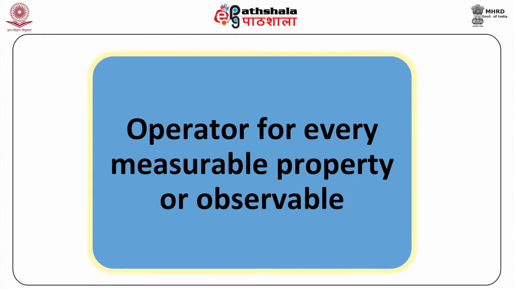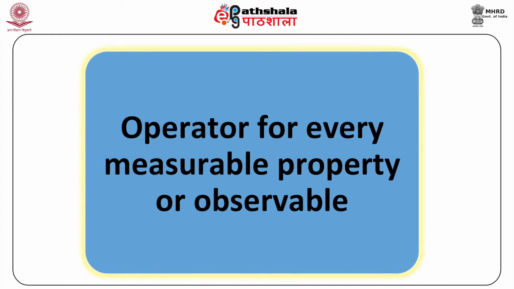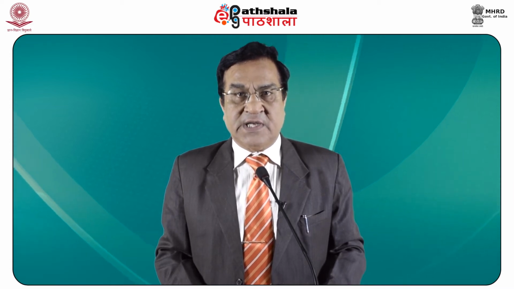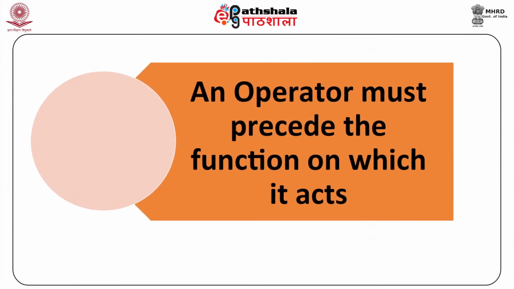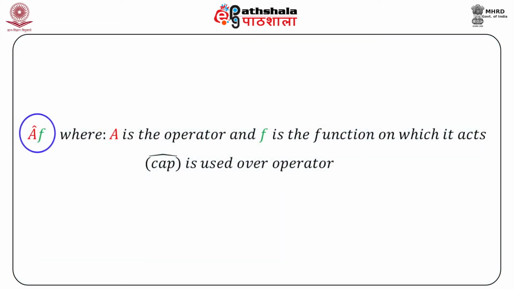In quantum mechanics, there is an operator corresponding to every measurable property, or an observable. So this is the basic thing in quantum mechanics. And please remember, operators must always precede the function on which they act. For example, if we say A cap f, A cap is basically an operator. So operators are always denoted by a cap on them. So A cap f means that A is an operator which is operating on the function f.